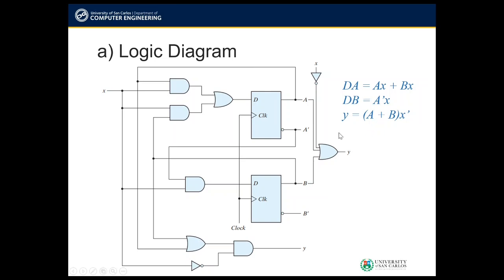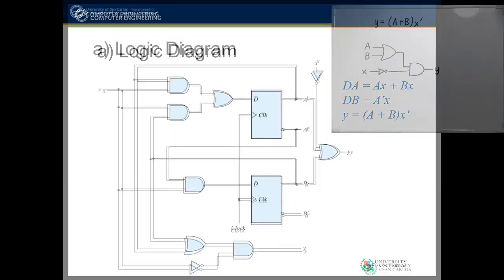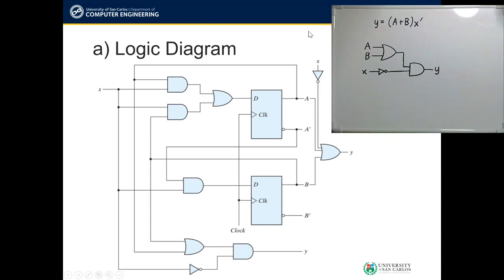Now this last part, there's an error to this one, so let me just correct this part at the output. So we have here Y is equal to A plus B. Both present state values of the flip-flops are ORed together, and the result is ANDed with X prime. That's why we have this one here. This part is missing in the slide. So please take note of this correction.